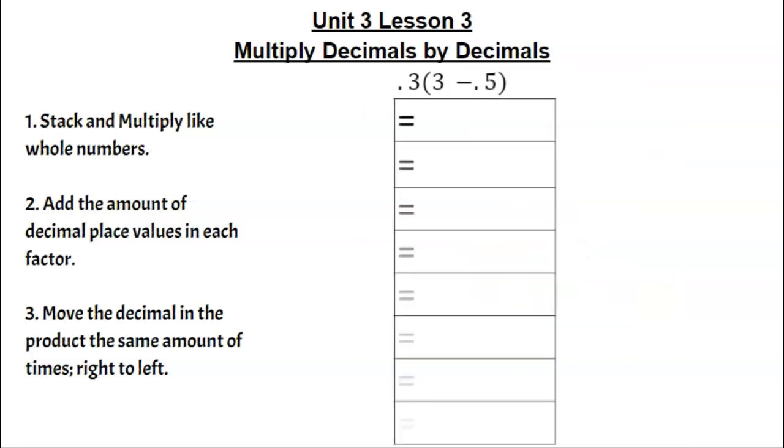If we have a little PEMDAS going on, this is 3/10 times (3 minus 5/10). First, we need to take care of the parentheses, which is 3 minus 5/10, and we get 3/10 times 2 and 5/10. Next, we multiply. 3/10 times 2 and 5/10 is 75 hundredths. So the answer to this is 75 hundredths.